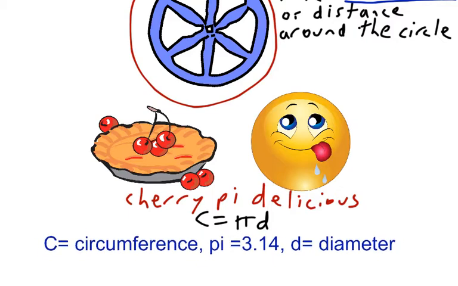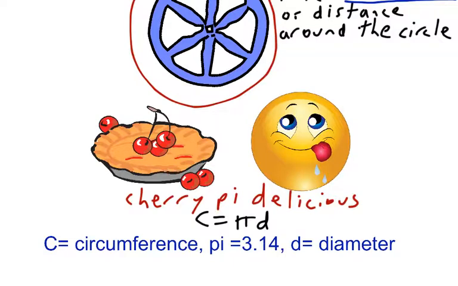So C is our circumference. Our pi is like P-I-E, but it's P-I when we use the pi symbol, is 3.14 about, and then D is our diameter.